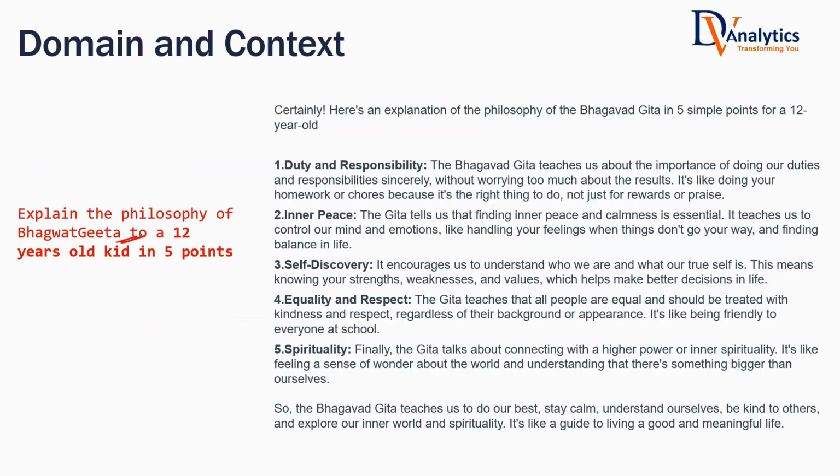Explain the philosophy of Bhagavad Gita. Now that is a huge philosophy, but my context is different. My domain is a 12 years old kid. I want to explain it to a 12 years old kid in 5 points. Then in short, it is your duty and responsibility. That is point 1. Bhagavad Gita says, you just do your duty and responsibility. Don't worry about the result. Inner peace really matters. Nowhere does it say money matters. Self-discovery, you discover yourself. You don't need to compare with others. Equality and respect for others. Finally, spirituality. If you really focus on this, that should be fine. That's what domain and context does.